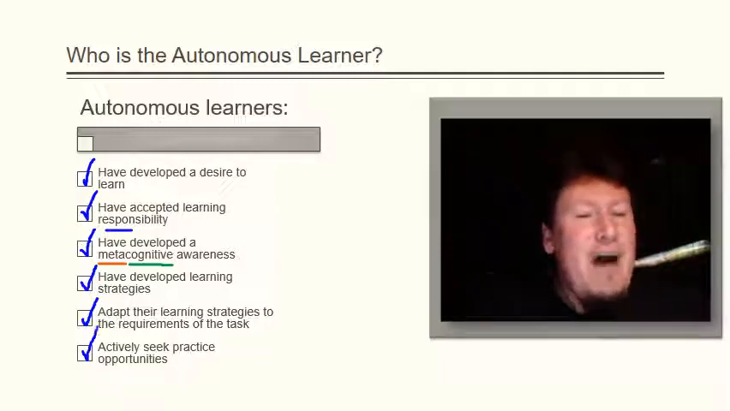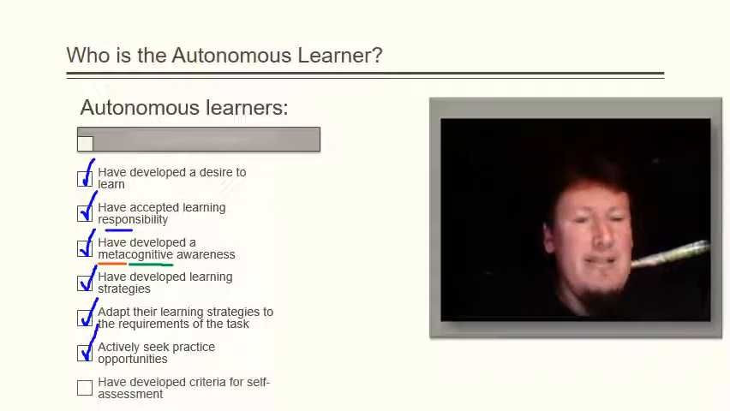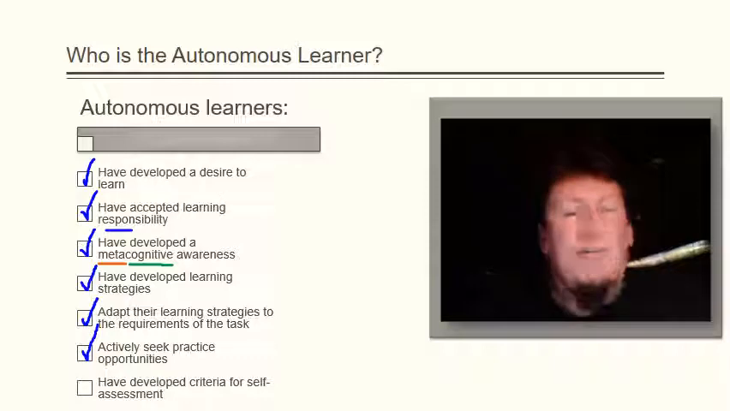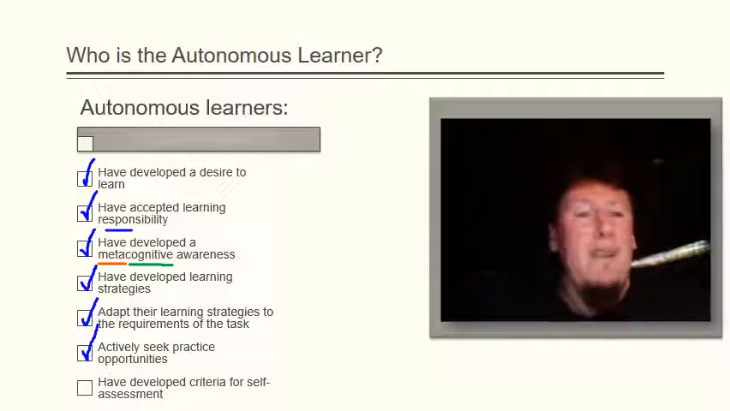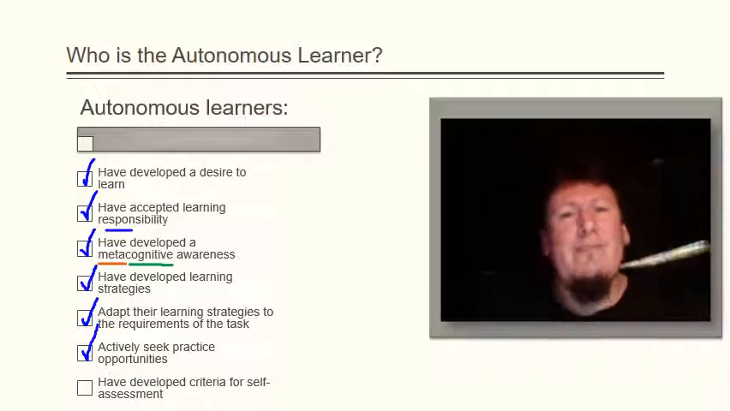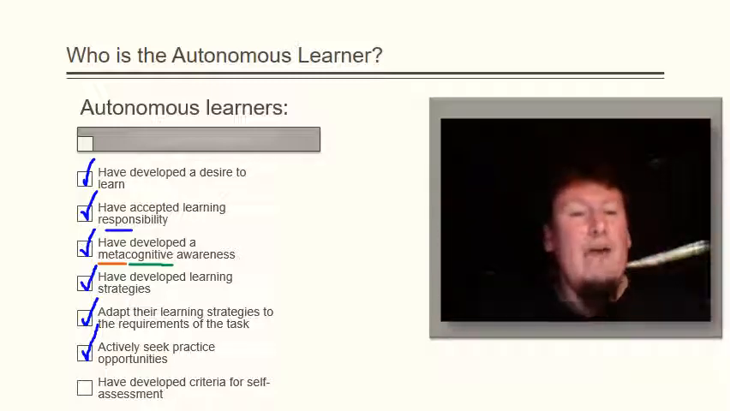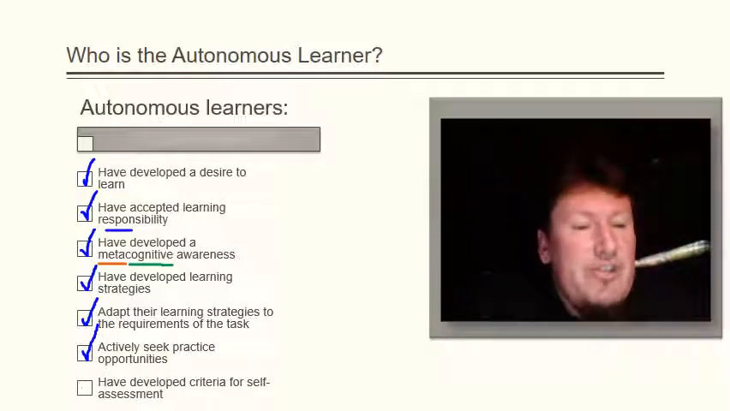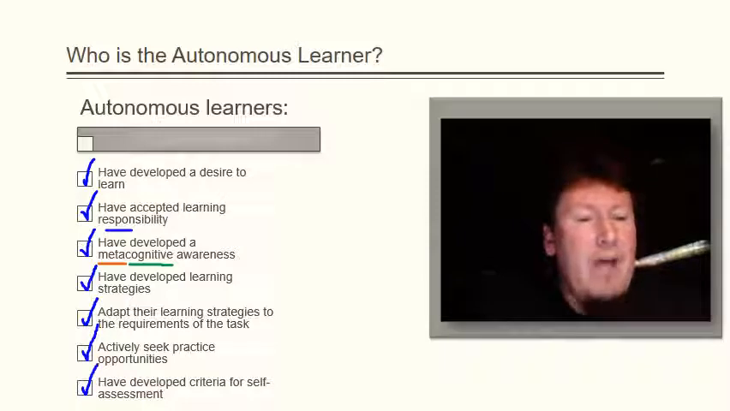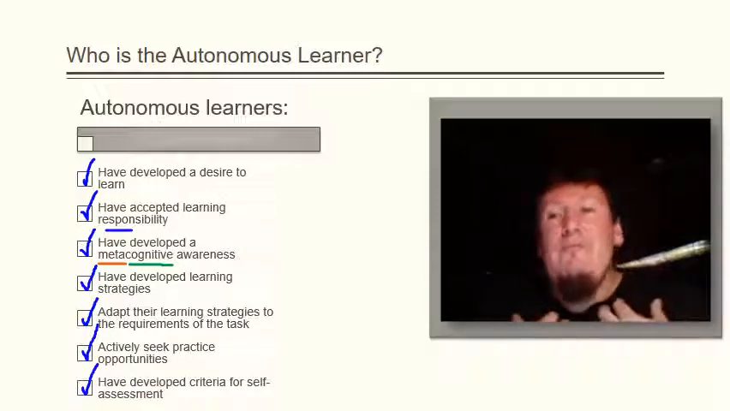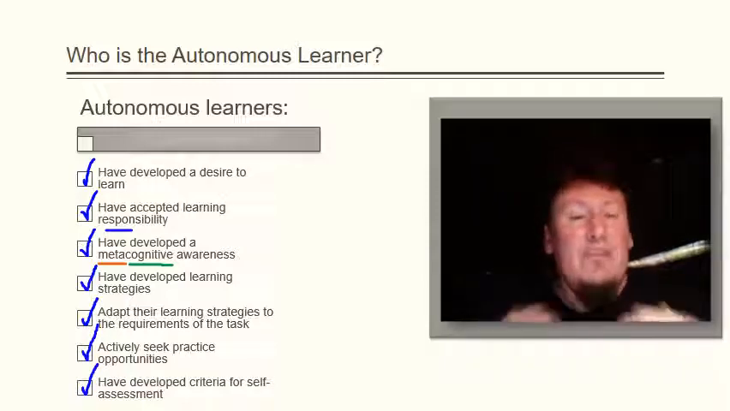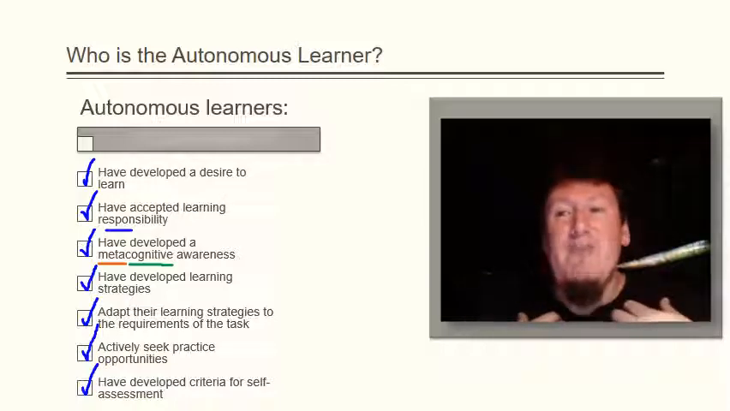So notice, I think we have one more. Yes, have developed criteria for self-assessment. And again, we had these two before at the last point, autonomy itself. I was mentioning how it is at a micro level and at a big picture level. And again, the person will have developed some form of method or strategy to test him or herself.